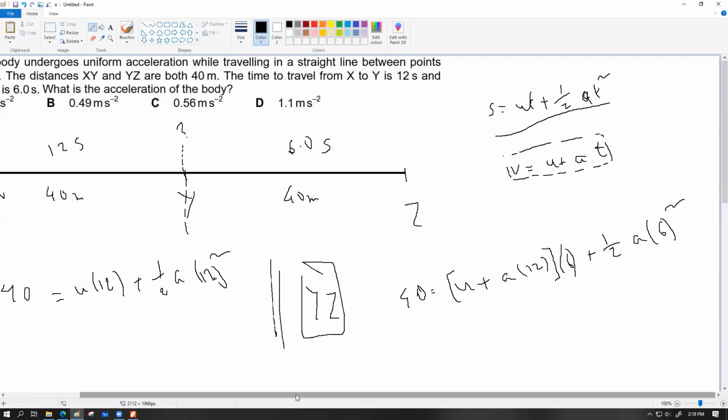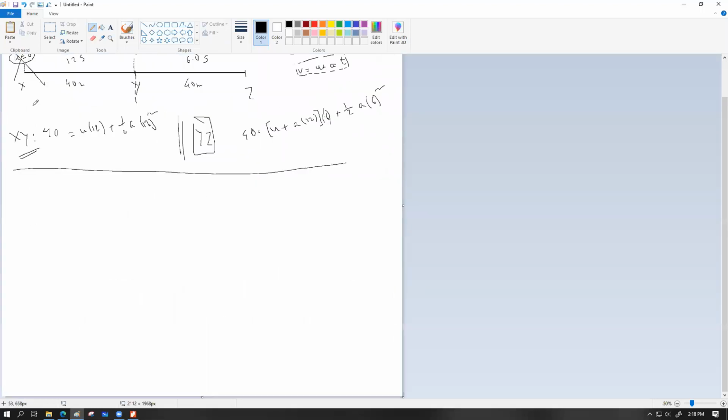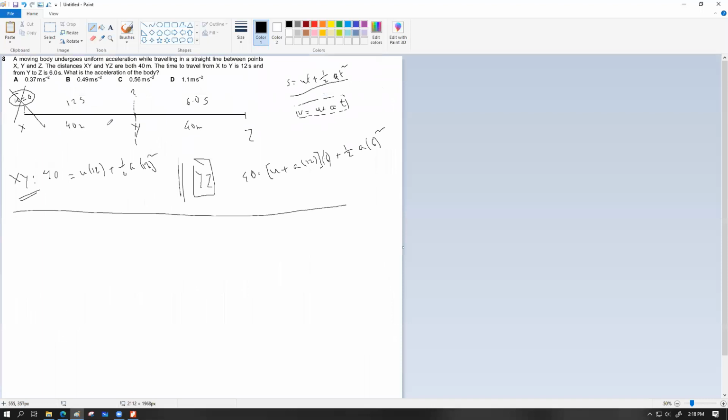Okay. That's one way to solve it, but I do not recommend this way. The easier way to solve this problem is to go for segment XY and XZ. That pretty much reduces the problem to a much simpler version of the formula, which is easier to solve. The equation for XY remains the same. The XY equation goes: 40 equals u into 12 plus half a 12 squared. That is good.